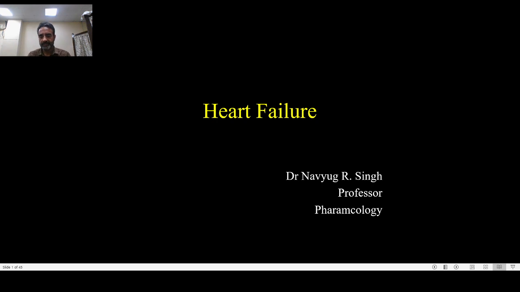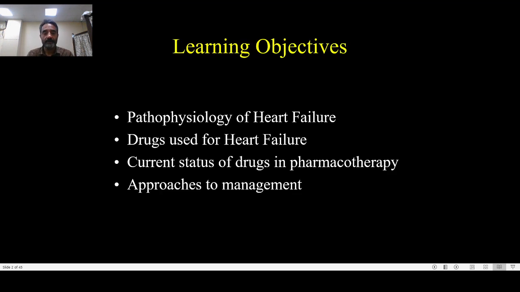Today we discuss a very important topic in cardiovascular pharmacology, that is heart failure. Learning objectives: at the end of the session, you should be able to discuss the pathophysiology of heart failure. You should be able to enumerate the drugs used for heart failure, to classify them, to discuss the current status of drugs in the pharmacotherapy of heart failure, and the approaches to the management of heart failure.